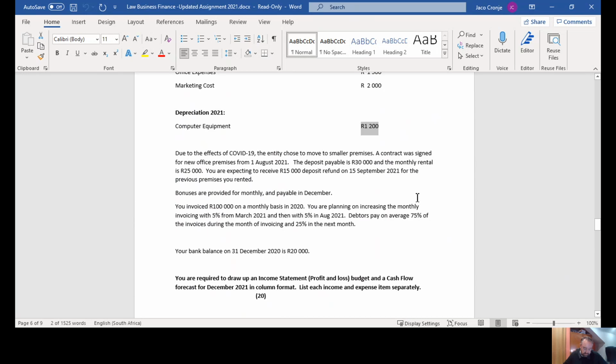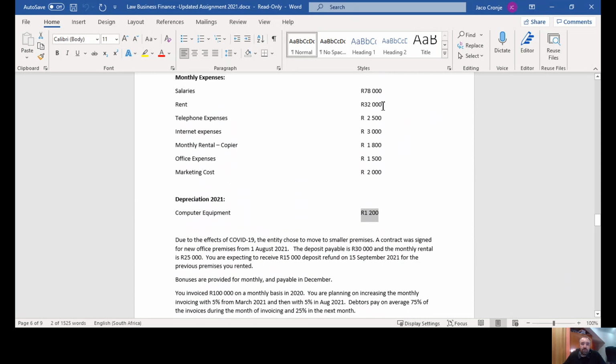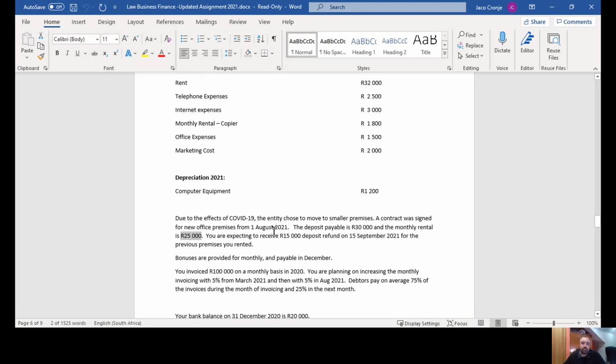Okay, let's see the further info that they give. So due to the effects of COVID-19, the entity chose to move to smaller premises. A contract was signed for new office premises from 1 August. So the rent that you see there will be applicable from January to July. Then in August, a new rent of 25,000 Rand will become applicable. Okay. And then it also says a deposit is payable.